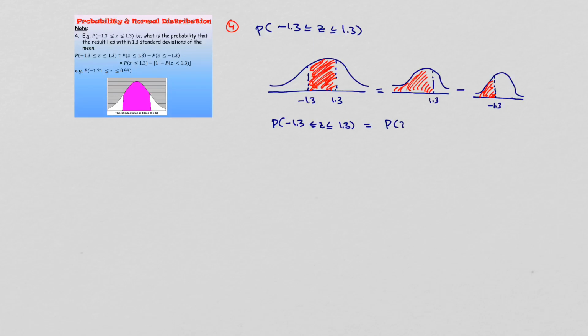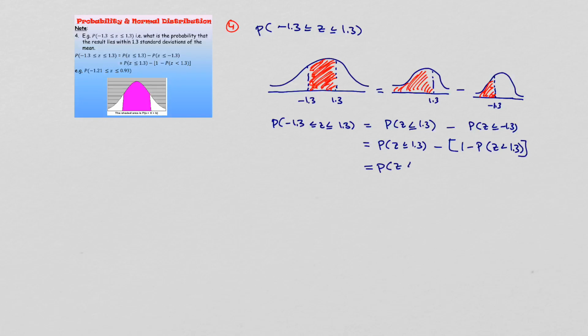This graph here is the probability that z is less than or equal to 1.3, and this one is the probability that z is less than or equal to minus 1.3. Now, of course, we can get the probability that z is less than 1.3 from our tables, but I can't get less than or equal to minus 1.3. But we know that's the same as the probability that z is greater than 1.3, and we know greater than 1.3 is the same as saying 1 minus the probability that z is less than 1.3.